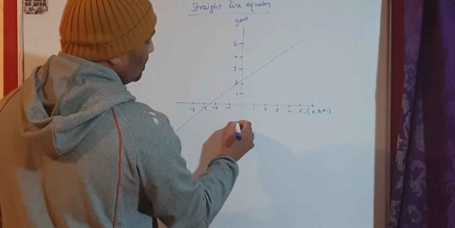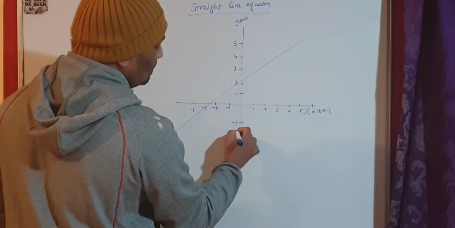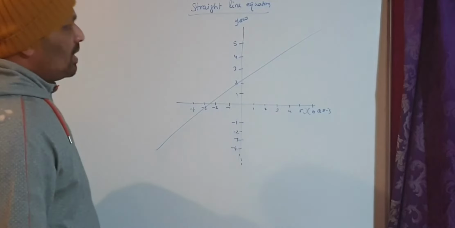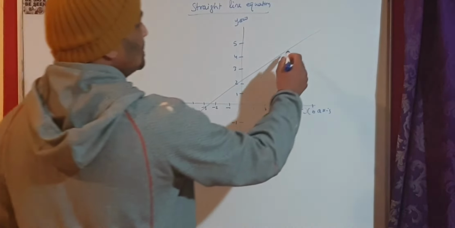And again, on the y-axis, we have minus 1, minus 2, minus 3, minus 1, plus 1, and so forth. Okay, so this is a straight line equation. This is a straight line.